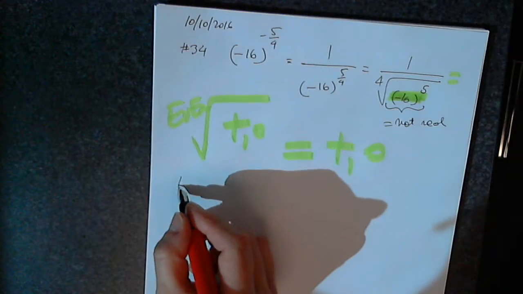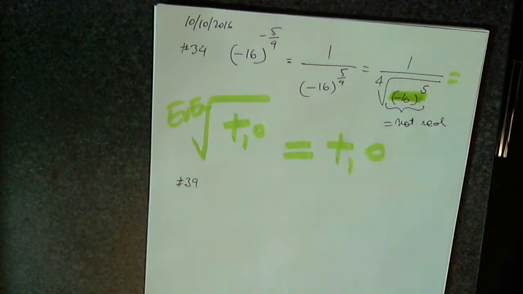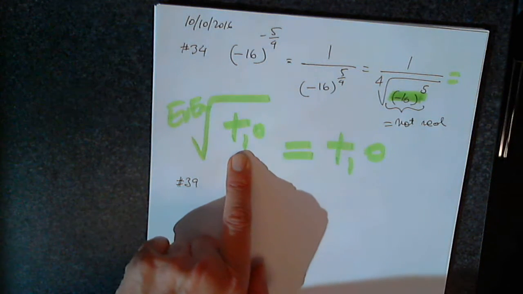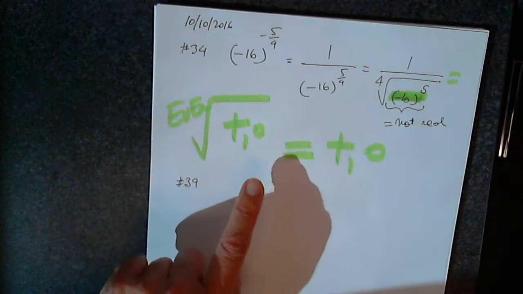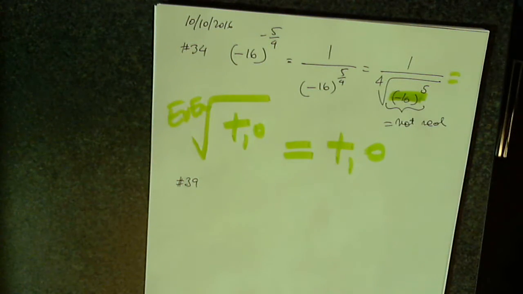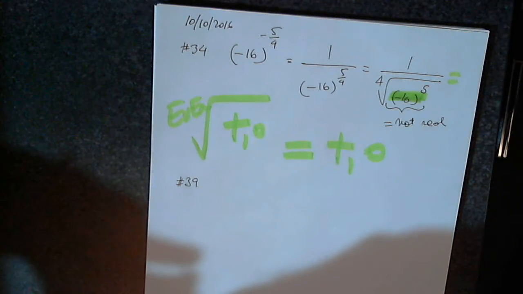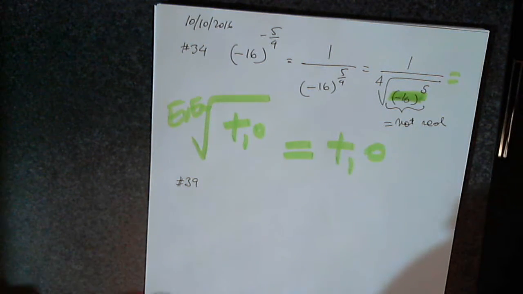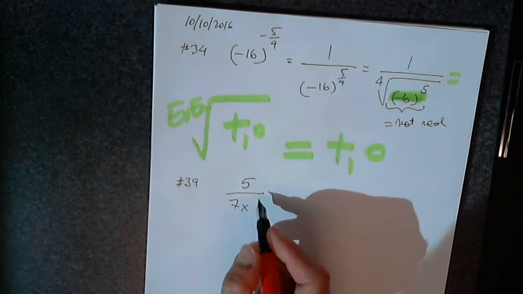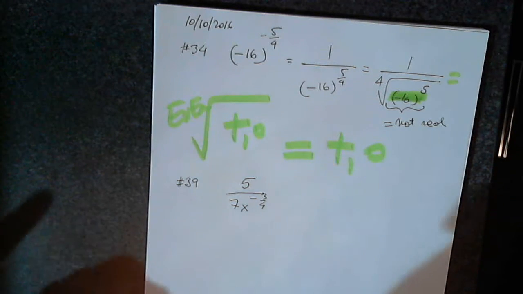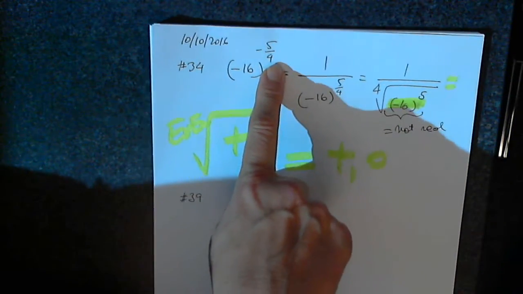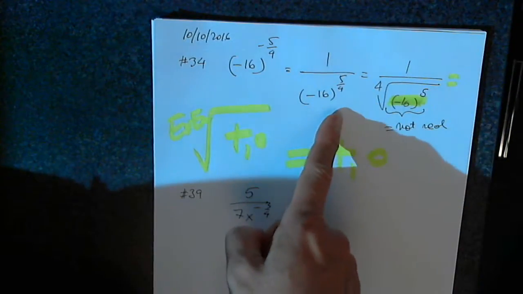Now let's look at 39. Can you explain why it's not a real number again? Because when I apply the even index on a negative number, it's not allowed. So I only have two options, positive or 0, and this is a negative number. When I multiply 5 negative numbers, I will always get a negative number. Is that better? Okay, perfect. So now in 39, we have 5 divided by 7x to negative 3/4. Now the quantity with the negative exponent was in the numerator. We brought it down to the denominator.